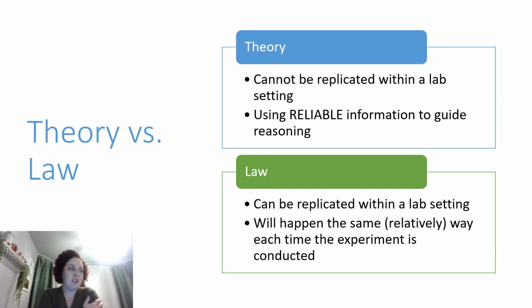So we first need to talk about the difference between a theory and a law. A theory, like we've talked about with the Big Bang theory in the past, is something that can't be replicated within a lab setting. It's something that you can't replicate, period. But you're using reliable information to guide your reasoning. It's not just people saying, oh, I think it happened this way because I said so, but rather here's XYZ as far as information to support why this should be the way it happened.